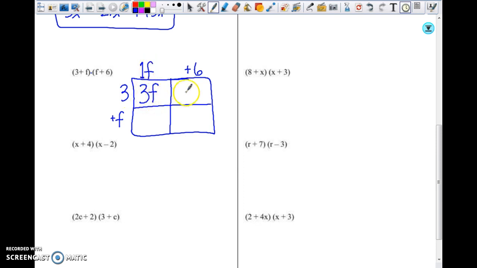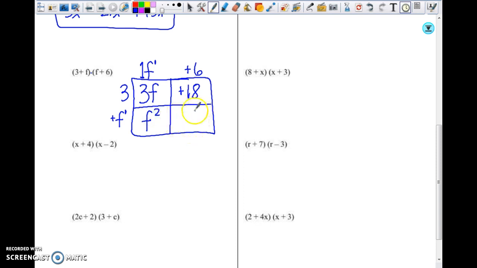All right. This box, let's just move this way. This box tells me I'm multiplying a 3 and a 6. Well, what is 3 times 6? A positive 18. Okay, so now let's do this one. This box tells me I'm multiplying an f to another f. If I've got one f here and I'm multiplying to another one there, how many f's do I have? That's right, f squared.